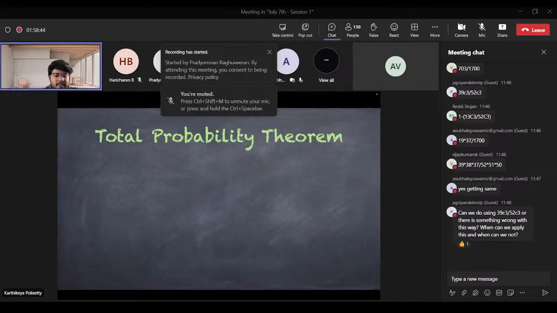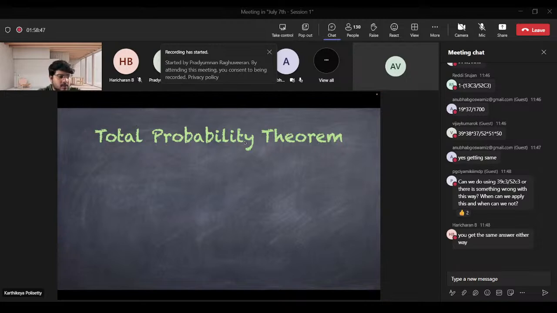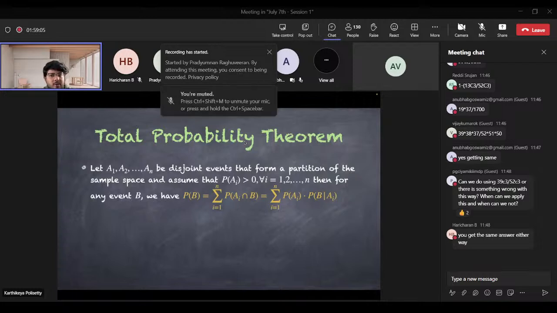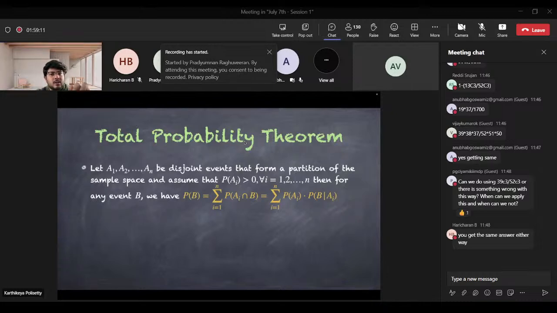So, total probability theorem. Let A1, A2 and so on to An be disjoint events that form a partition of the sample space, and assume that P of Ai is greater than 0 for all i equal to 1 to n. Then for any event B, we have P of B equals sigma i equal to 1 to n, P of Ai intersection B, which equals sigma i equal to 1 to n, P of Ai times P of B given Ai.